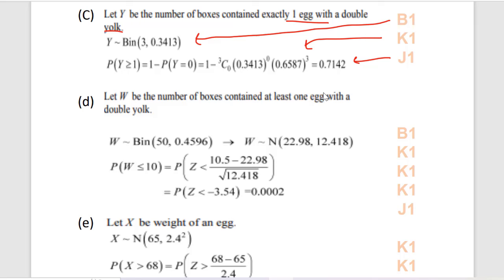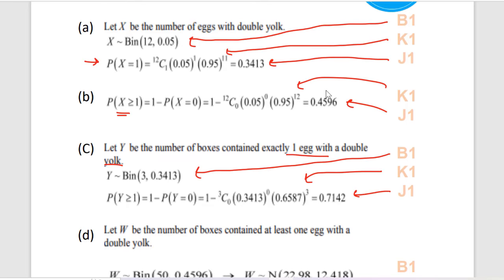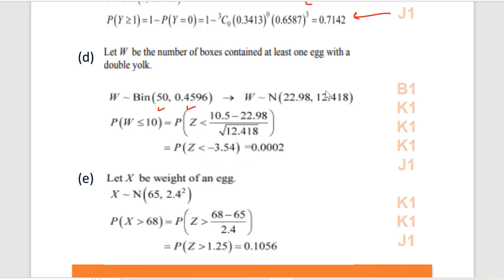Okay, so dia dah bagi ada 50 boxes. So, kita buat N is equals to 50. Okay, and P adalah probability at least one egg with a double yolk ni kita boleh dapatkan daripada part B, which is 0.4596. Okay, so untuk soalan part D ni dia dah kata dah using suitable approximation. So, maksudnya kita kena tukarkan, okay, daripada binomial kepada normal sebab kita nak approximate. Okay, so tukar binomial kepada normal.